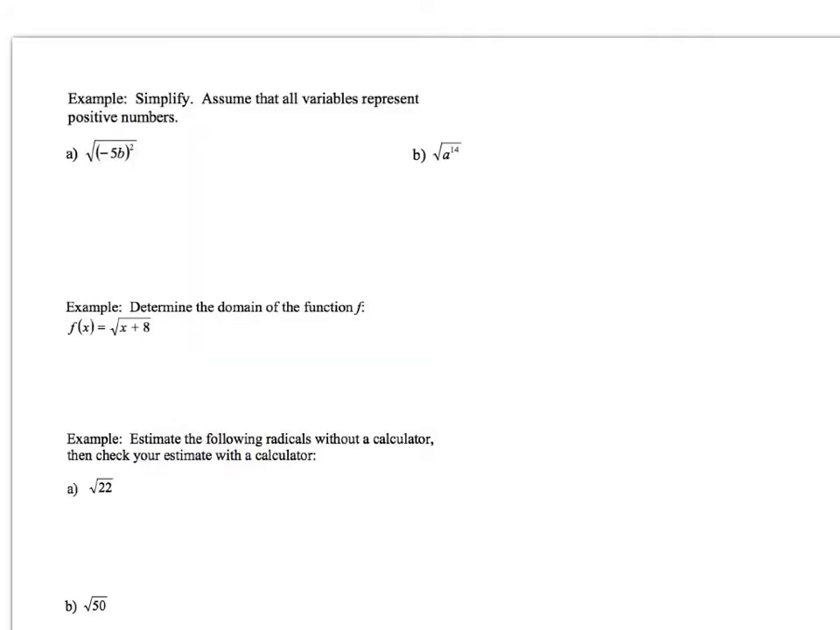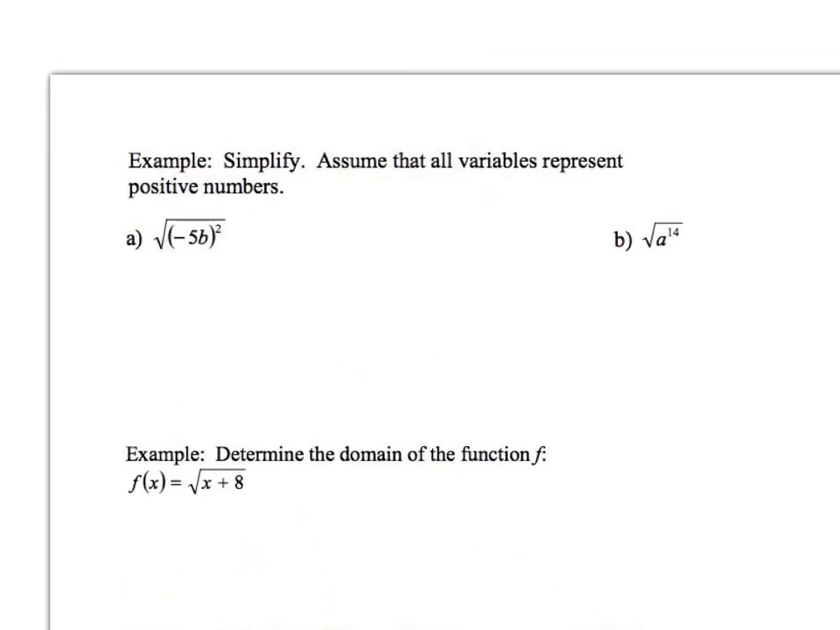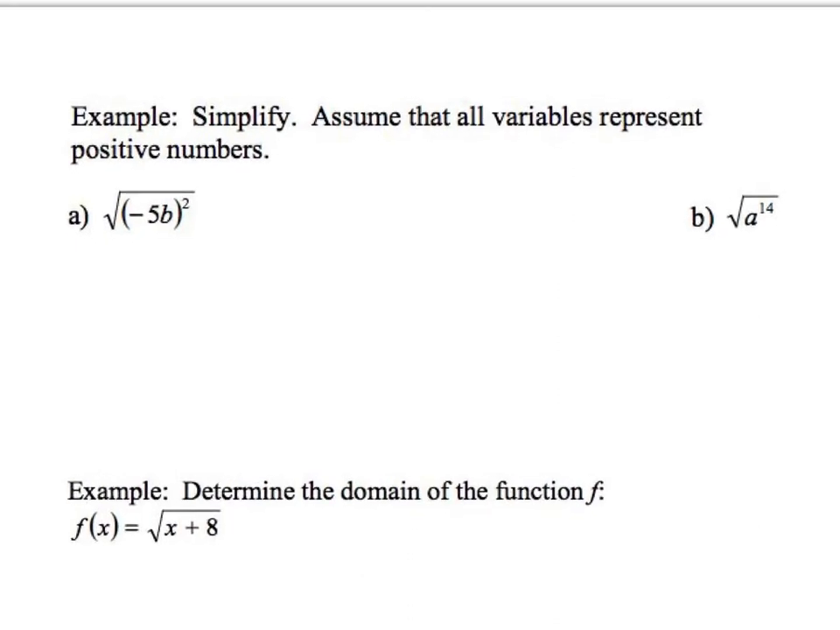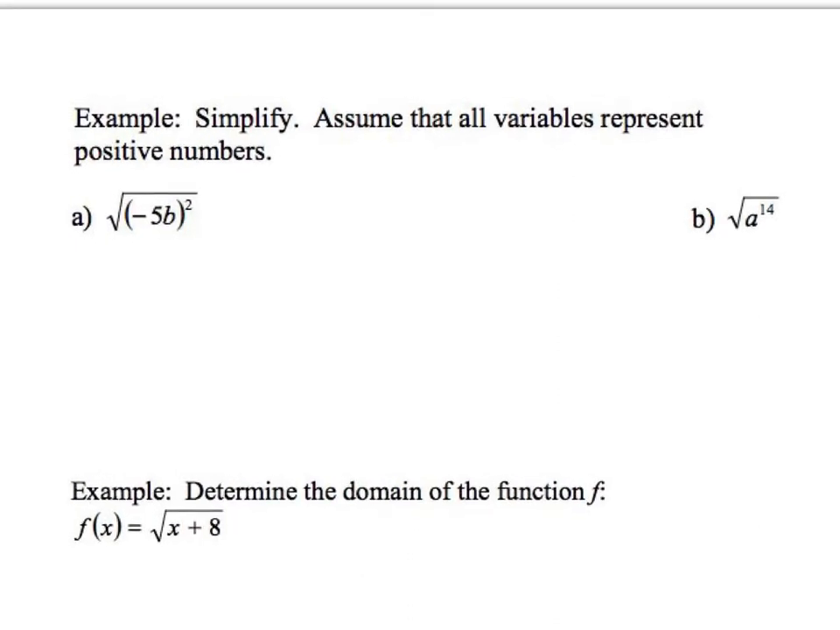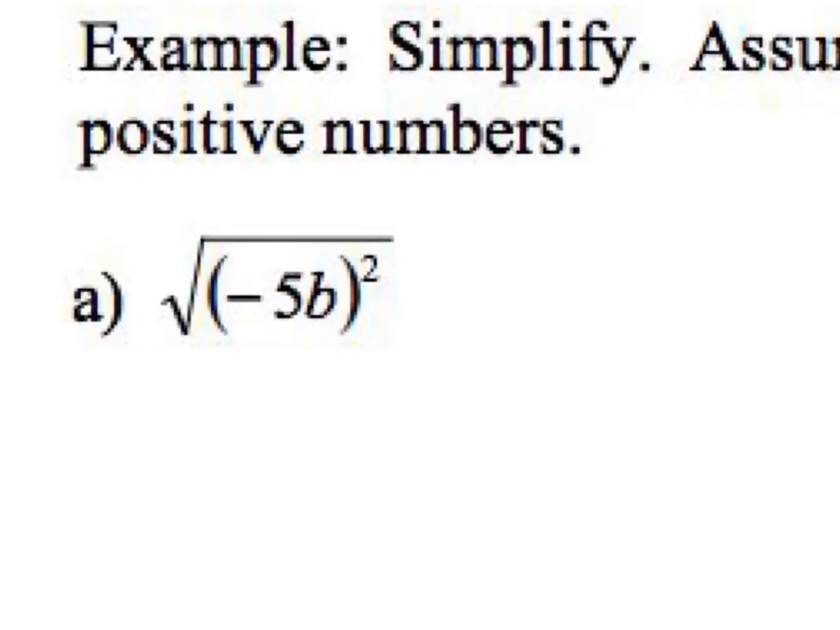All right, let's take a look at the next page. So on this page, let's take a look at the first couple questions here. It says, example, simplify, assuming that all variables represent positive numbers. So what I want to do is first take a look at this example A, where I want to simplify the square root of the quantity negative 5b squared.